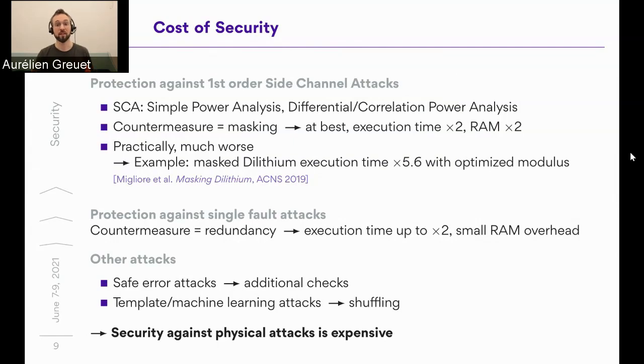Likewise, smart cards are sensitive to fault attacks, that are attacks that perturbate either the execution or the value being processed, so that you have to add some redundancy that is also time-consuming. And if we consider other attacks like safe error or template attacks, then we have to put additional checks or shuffling. So as a consequence, the security against physical attacks can be very expensive.